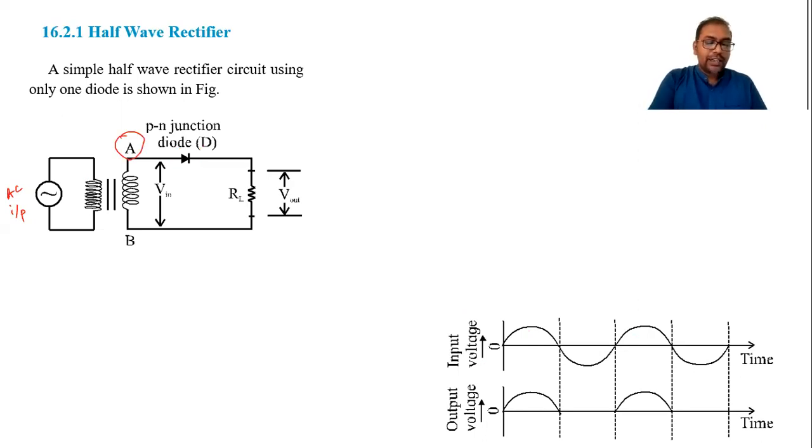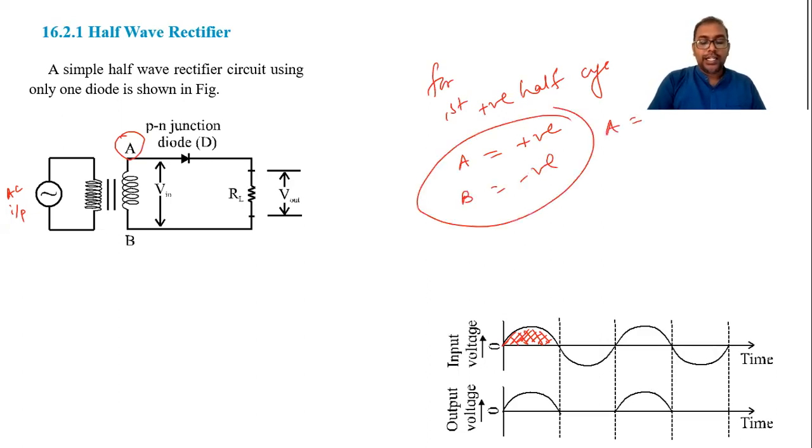Now I consider the first positive half cycle, which I can show with this shaded part. Now here A is positive and B is negative. Or you can say that A is at higher potential.